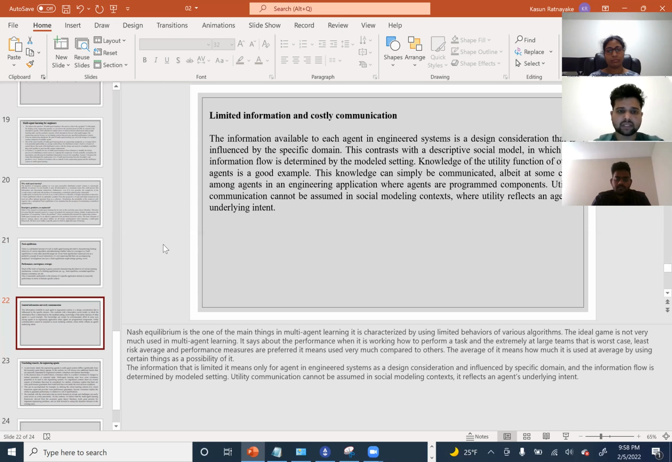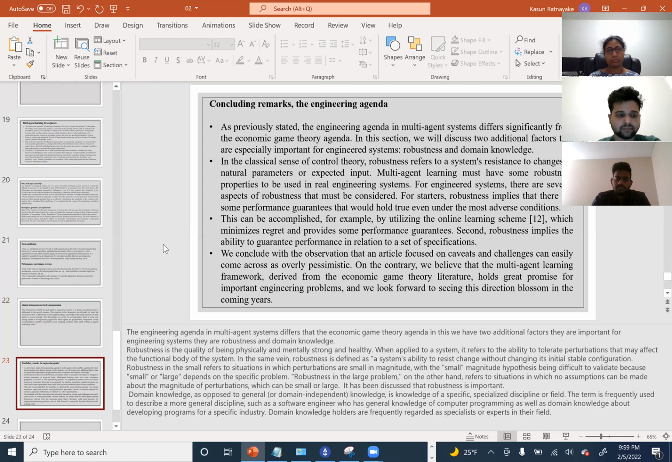And the limited information means information available only to the agent in an engineered system, as a design consideration influenced by the specific domain. The information must be kept as secret as you can, and determined by the modeled setting. And utility communication cannot be assumed in the social modeling context. It reflects an agent's underlying intent.